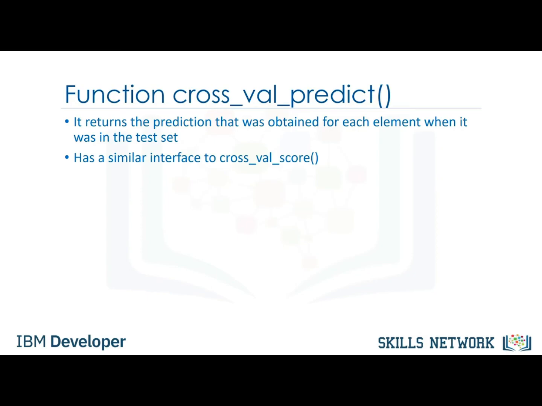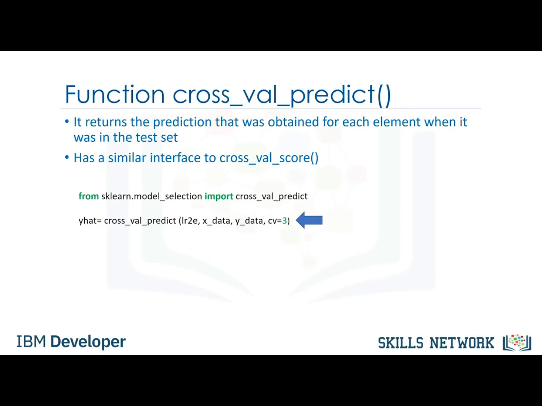What if we want a little more information? What if we want to know the actual predicted values supplied by our model before the R-squared values are calculated? To do this, we use the cross_val_predict function. The input parameters are exactly the same as the cross_val_score function, but the output is a prediction.